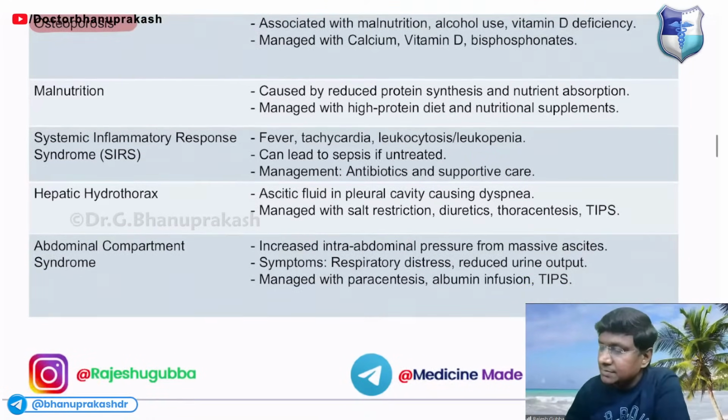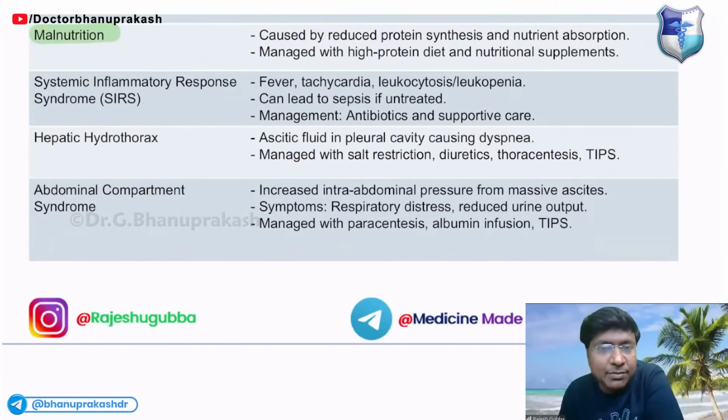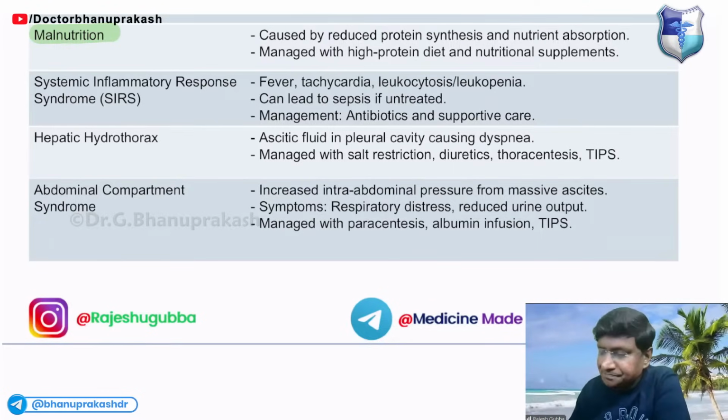Okay. Next, malnutrition. Why malnutrition? Because the liver is the site where you have metabolism of carbohydrates, proteins, and lipids. And if the liver is damaged, gluconeogenesis does not occur, protein and lipid metabolism does not occur, and that will result in the development of malnutrition.